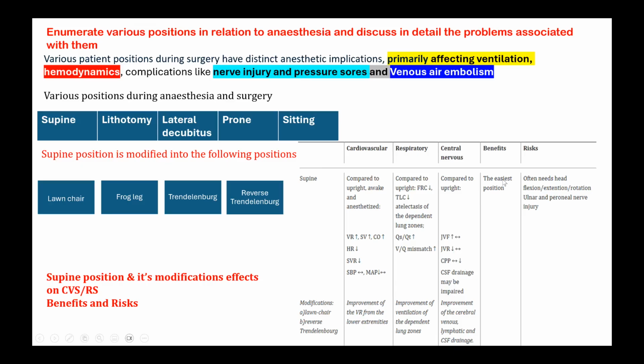And the benefit is this is the common and easiest position that can be adopted. In this position, the head and neck may be flexed or extended, rotation can happen, and the common areas where nerve injury can happen are the ulnar and peroneal nerves. These are the things that can happen, and the modifications that are done, I already told you, the lawn chair position and reverse Trendelenburg position.